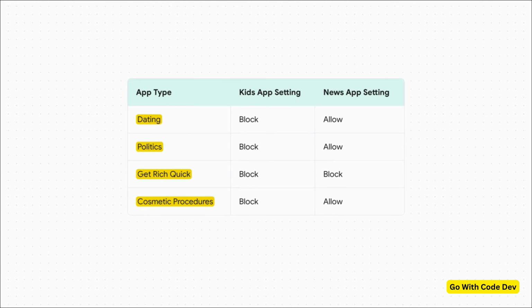Let's see how this works in the real world. For a kids app, it's a no-brainer. You're going to block categories like dating and politics. But for a news app, those same categories could be totally relevant and actually pretty profitable. But here's the key thing to notice. See how both of them block get-rich-quick ads? Yeah, some categories are just universally spammy, and you're better off without them.